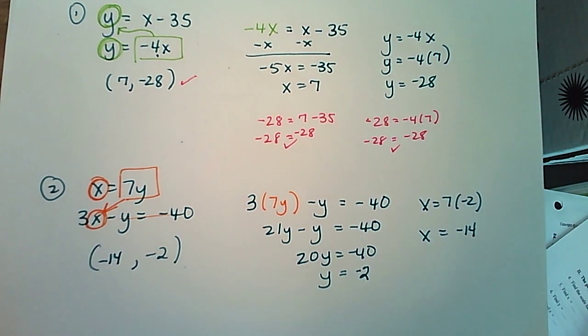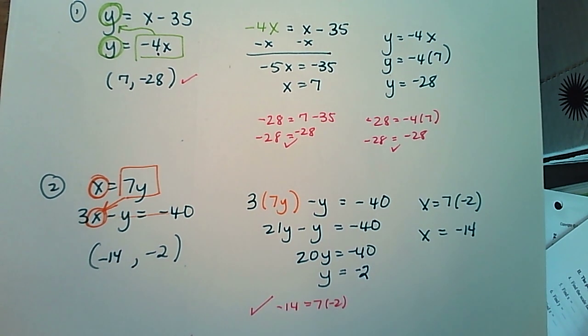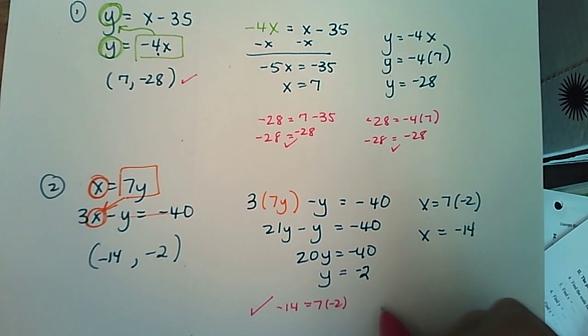And because I'm a good math student, let's do a good quick check here. So negative 14 equals 7 times negative 2. Yes, that's true. I didn't even have to do the math. I just got to check it. In my head, I know 7 times negative 2 is negative 14.